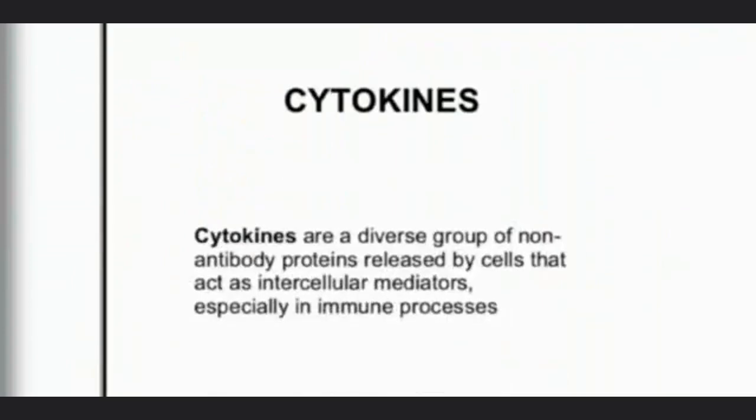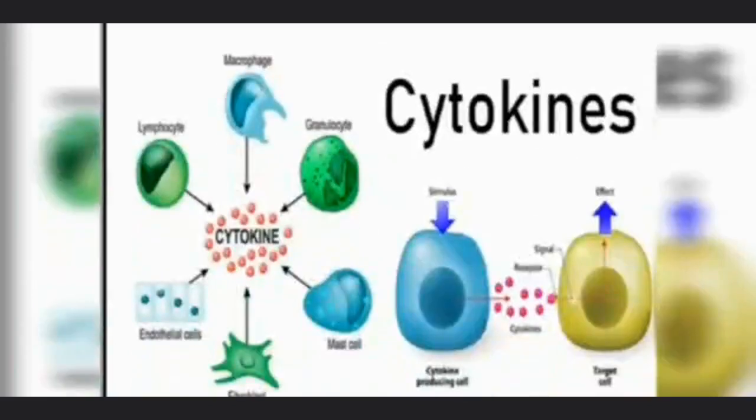Cytokines are a diverse group of non-antibody proteins released by cells that act as intercellular mediators, especially in immune processes. Look at the lymphocytes. Cytokines are produced by various cells: macrophages, granulocytes, mast cells, fibroblasts, epithelial cells, and lymphocytes. The cytokine-producing cells are mentioned on the left side of the picture frame. They release cytokines, which have their own receptors and carry some message that will be executed by acting on the target cell. Now the target cell will execute the function. These are the cytokines.